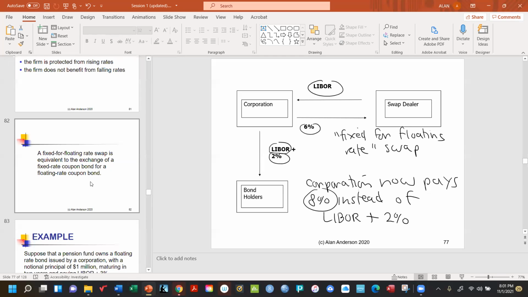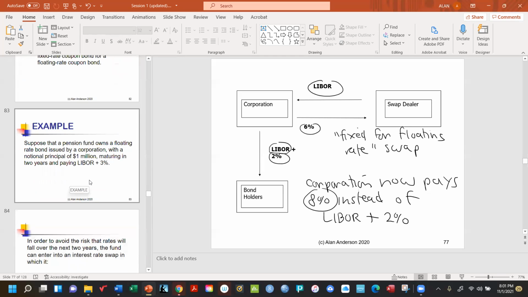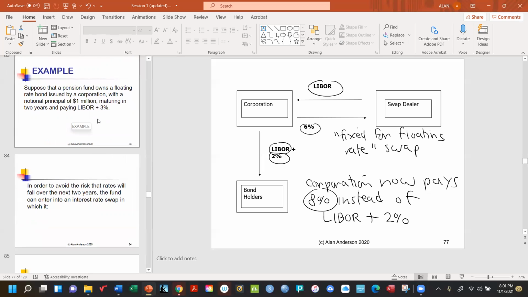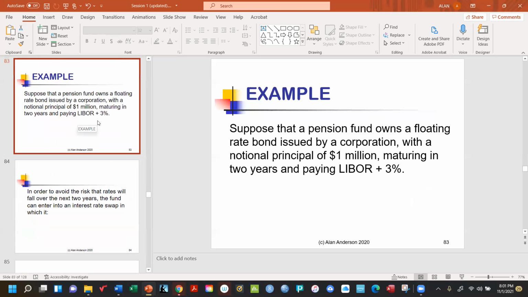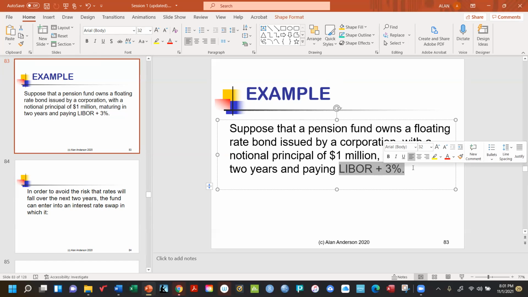All right, now, here's another example where we have the opposite situation. We've got a pension fund that's receiving interest payments. A pension fund owns a floating rate bond. The notional principal is $1 million. It matures in 2 years, and it collects a coupon of LIBOR plus 3%. The problem from their perspective is that they expect rates to fall. That's not good, because that means their coupon or interest payment will fall. So how do they get around this problem without actually selling the bond?